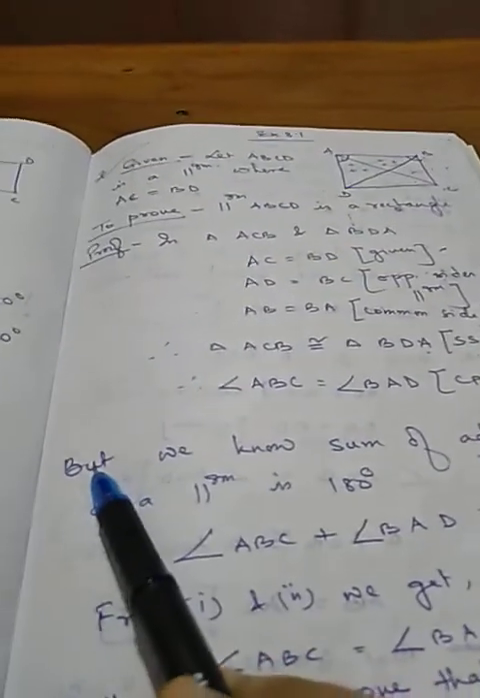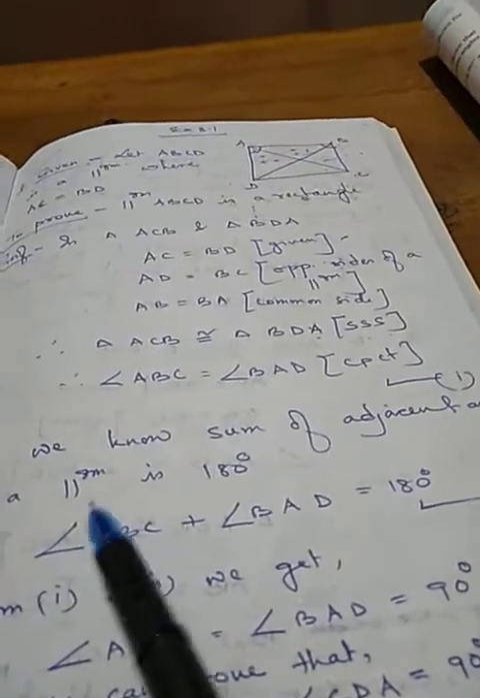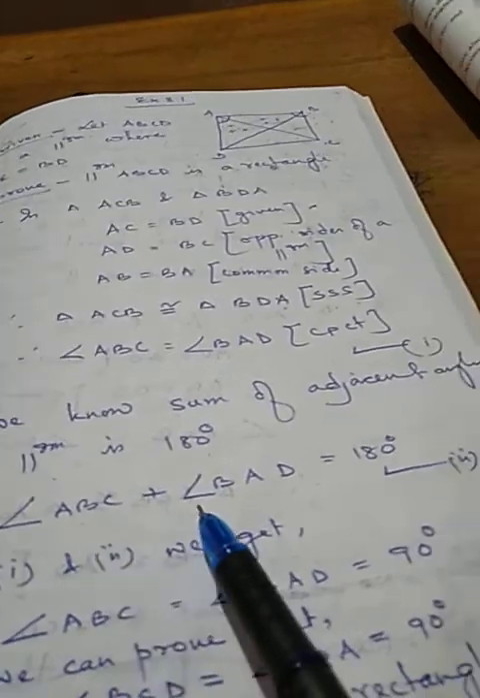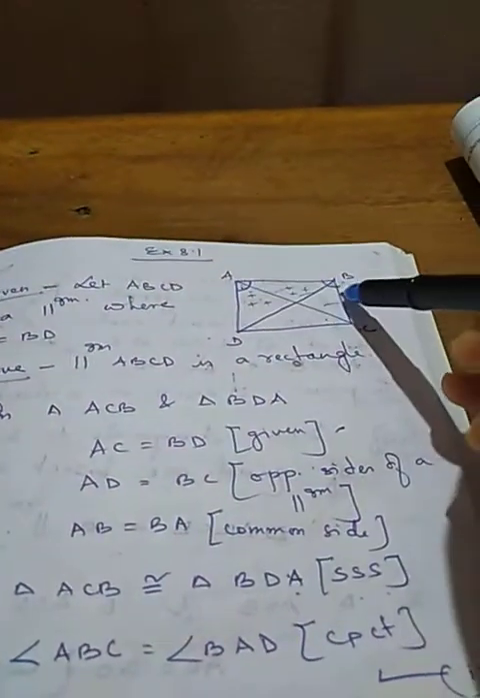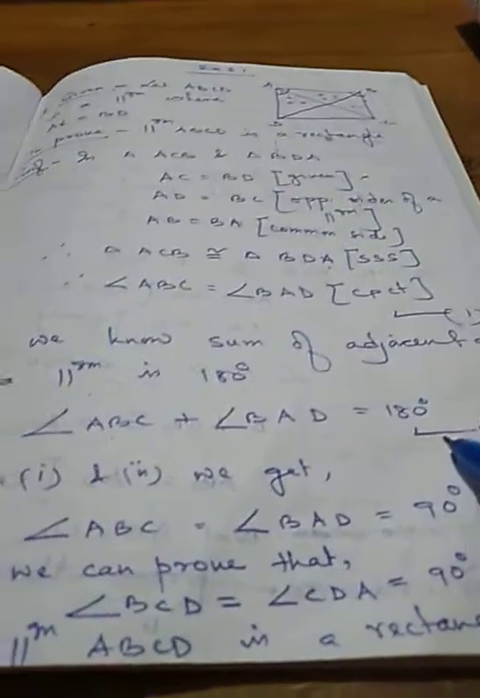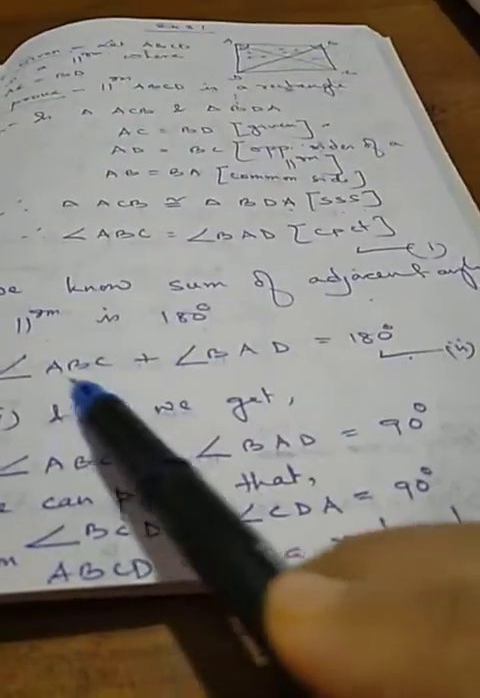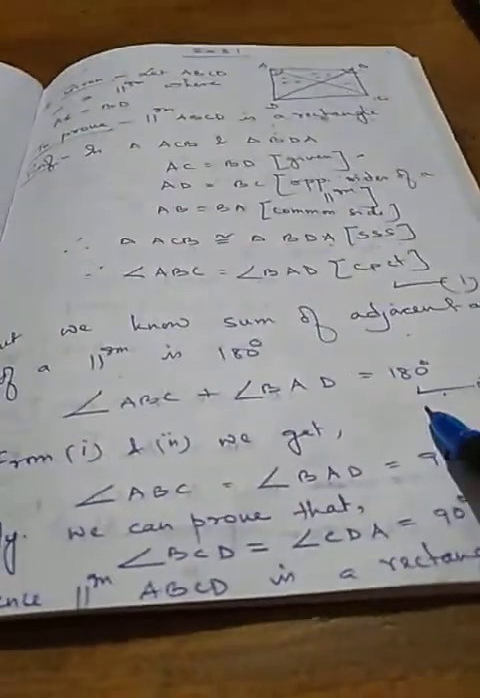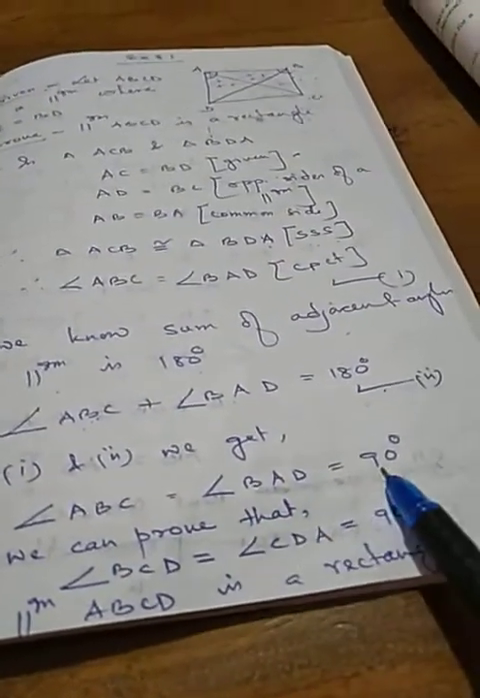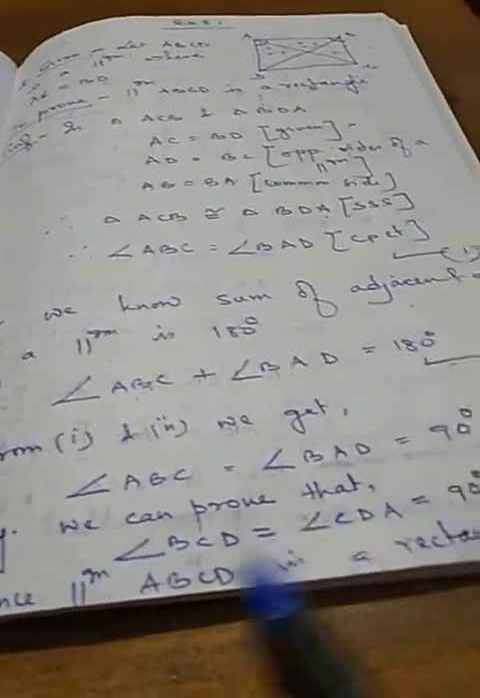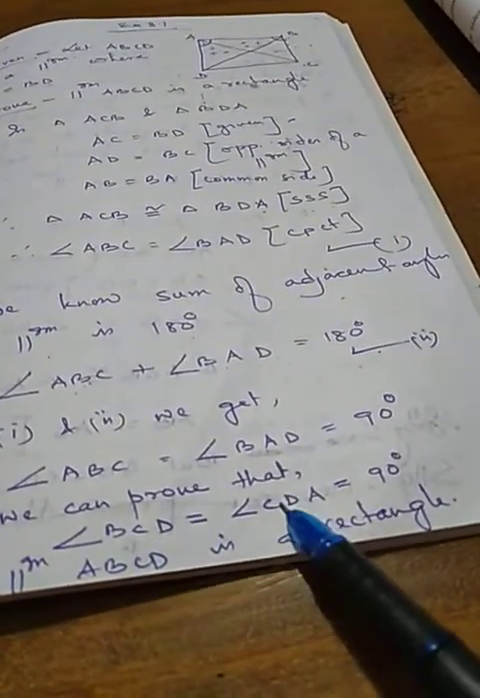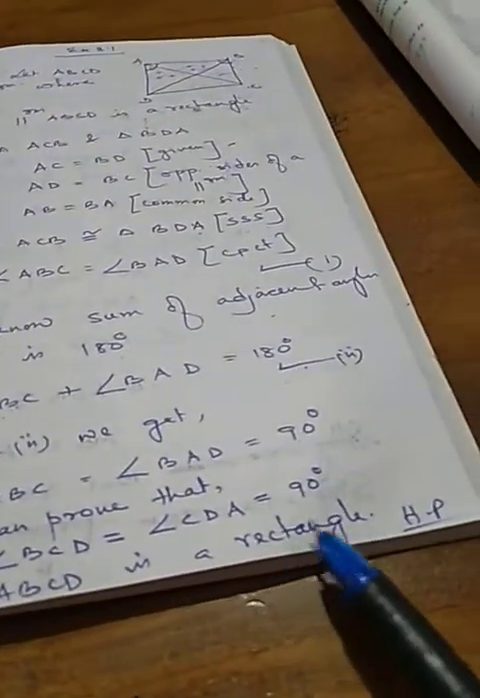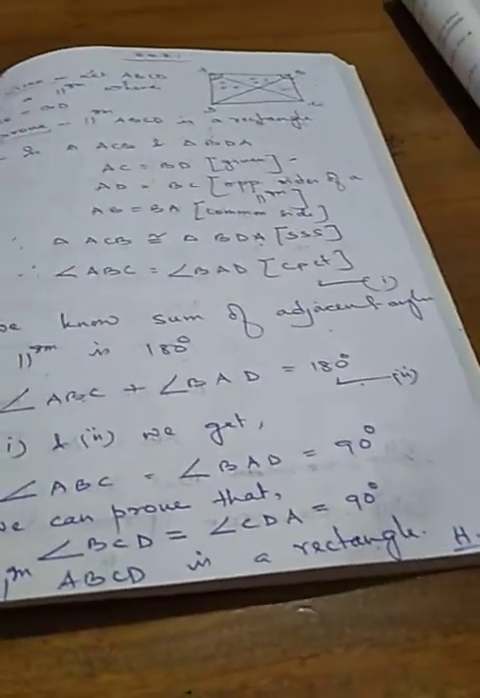But we know that the sum of adjacent angles of a parallelogram is 180 degrees. Therefore angle ABC plus angle BAD equals 180 degrees. As we have already proved these two angles are equal, and their sum equals 180 degrees, that means each of them must be 90 degrees. Similarly you can prove that the other two angles, C and D, are also 90 degrees. Hence this parallelogram ABCD is a rectangle, as each angle equals 90 degrees and the diagonals are equal.